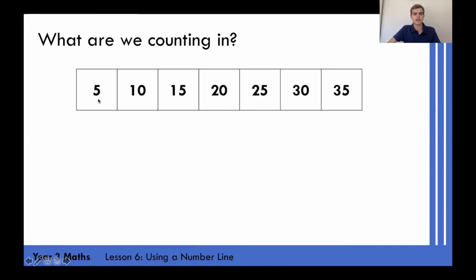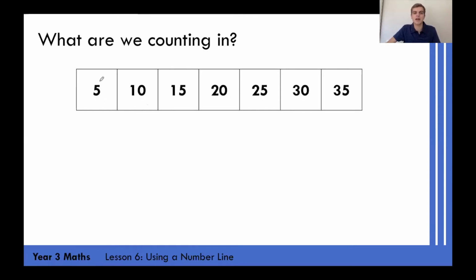My first one is called a number track because it looks a bit like a track and the numbers are in boxes. So here I've got 5, 10, 15, 20, 25, 30, 35. Who can tell me what number I am counting up in each time? Call it out.